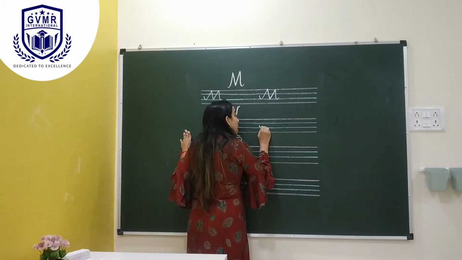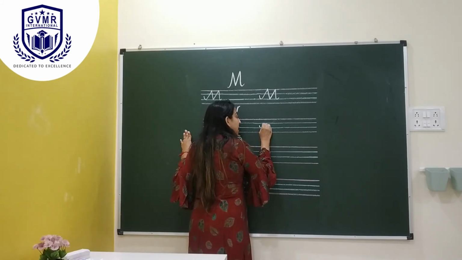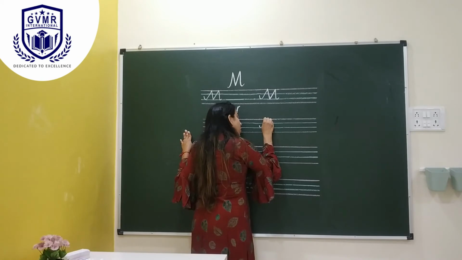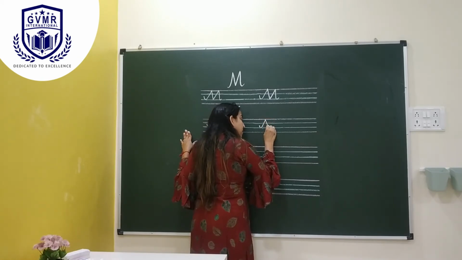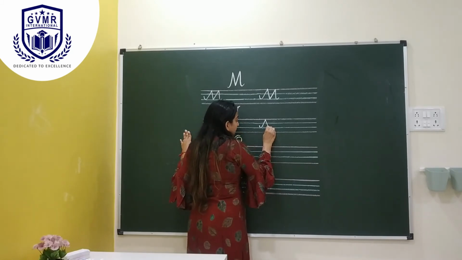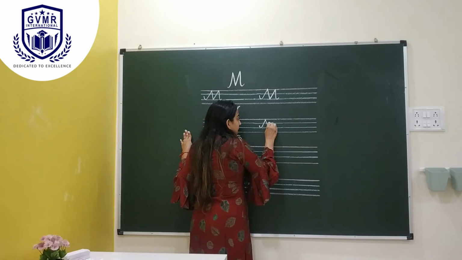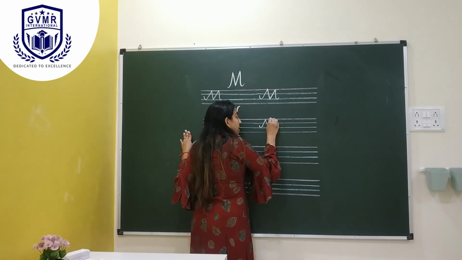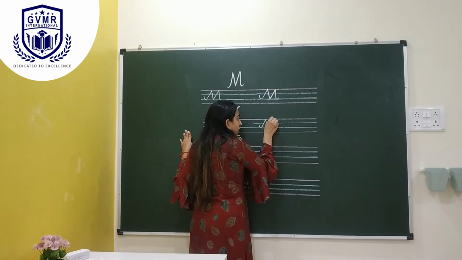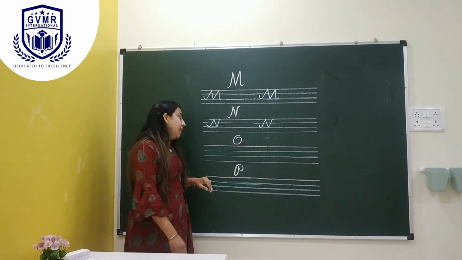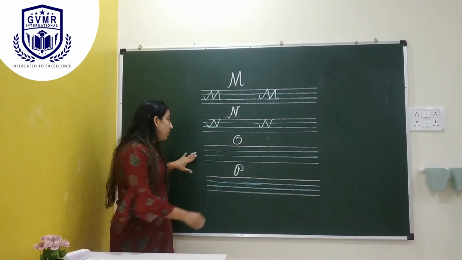From the second blue line, go up making a slanting line and touch the red line. From the red line, come down making a slanting line and touch the second blue line. From the second blue line, go up making a slanting line and touch the red line and take a small turn. Makes letter N. The next letter is O.